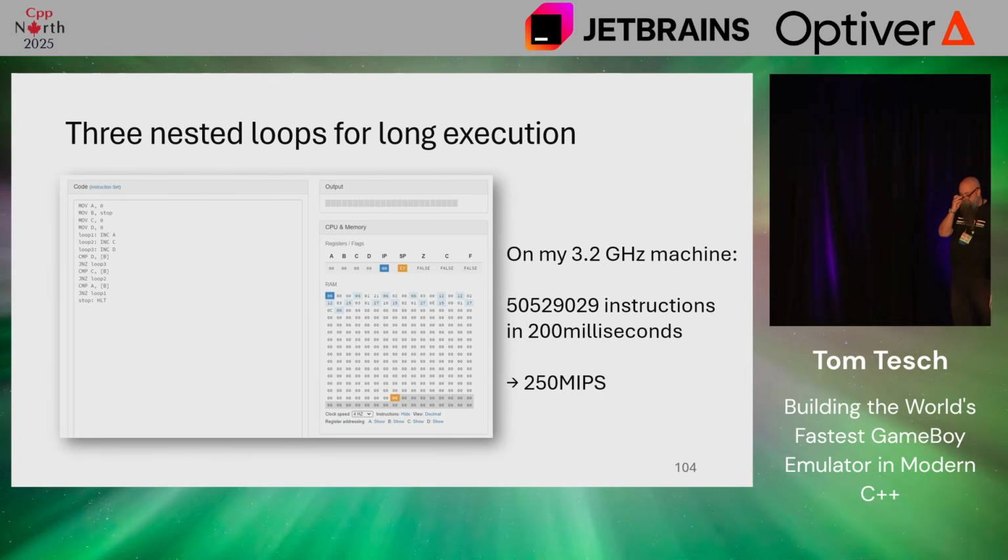I also wanted to know how fast this is running. So I wrote these little nested loops right here. I know it's going to be hard to read. I had to do some trickery because I didn't implement all the instructions, so I needed to be able to do it just with the instructions I had. On my 3.2 gigahertz machine, I can run this 8080 at 250 MIPS, which is okay, I guess. But what do you compare it with?